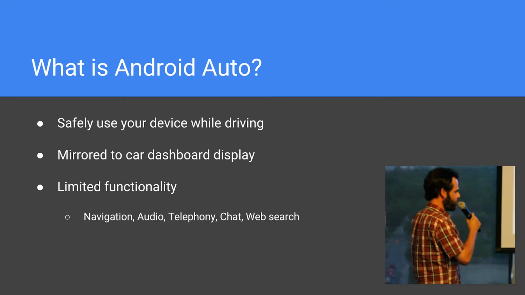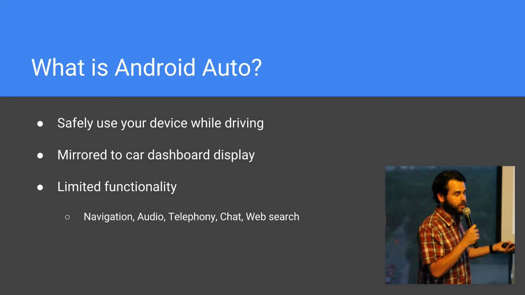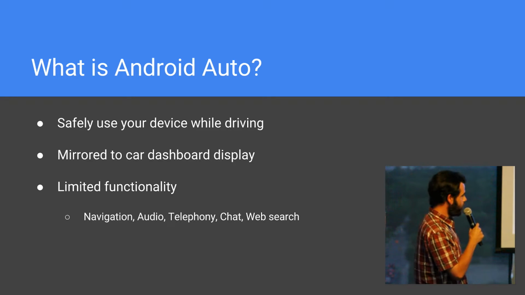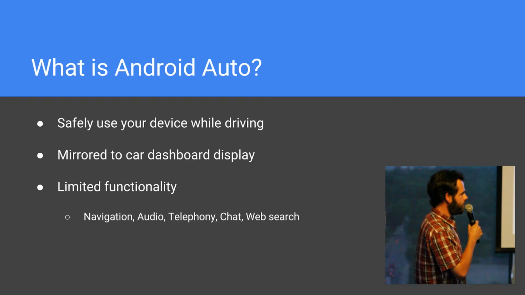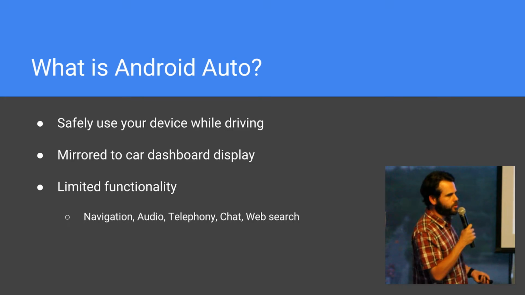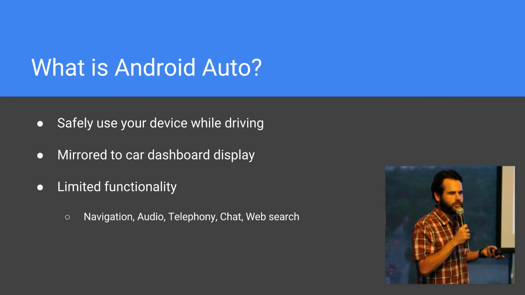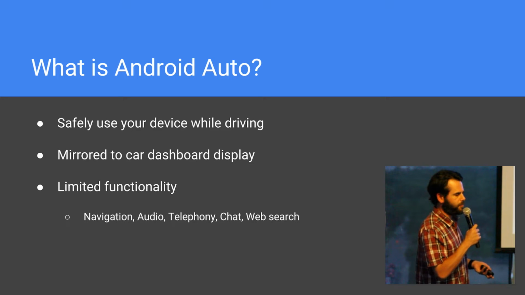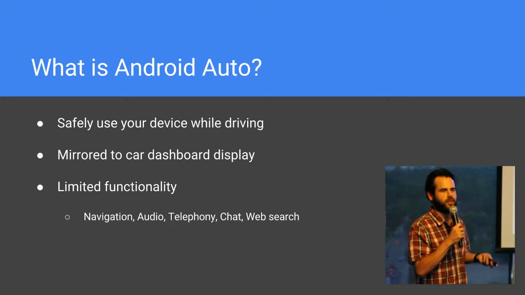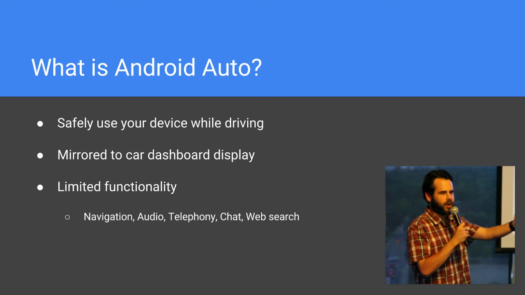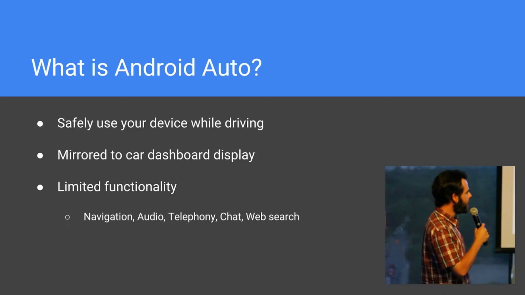So what is Android Auto? Android Auto was announced at Google I/O of 2014, I believe, and essentially it's a way to use your phone in a safe way while you're driving. I'm sure no one's going to admit it, but I'm sure everyone in this room has held their phone out while driving, and it's probably not something you should be doing.